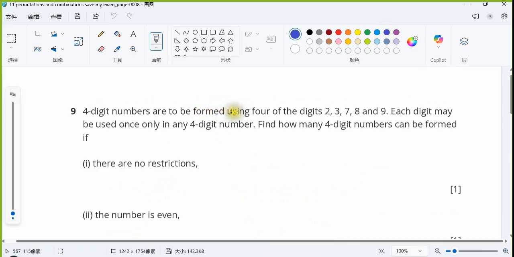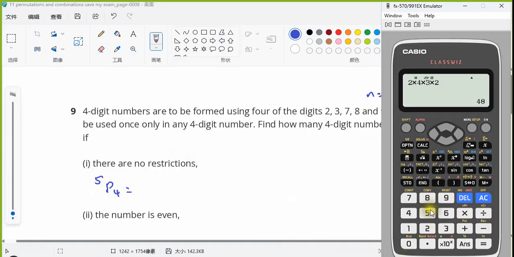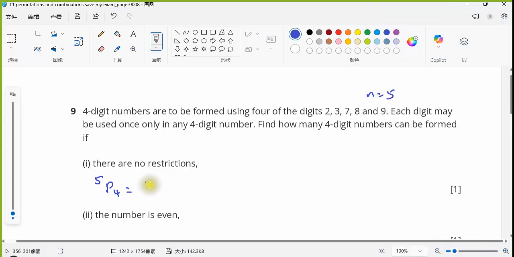4-digit numbers are to be formed using 4 of the digits 2, 3, 7, 8, 9. Each digit may be used once only in any 4-digit number. Find how many 4-digit numbers can be formed if there is no restriction. So 5P4 here. So we have 5P4, which is 120.